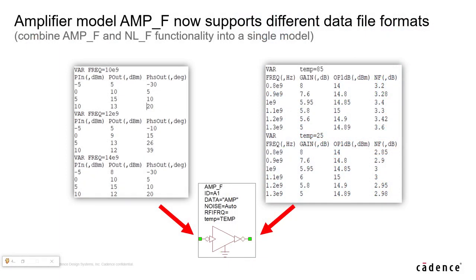In past versions of VSS, NL_F would be needed to read in AM to AM and AM to PM data, while AMP_F would be needed for frequency dependent data. In version 15.0, AMP_F has replaced NL_F. AMP_F can now read in several different data formats.